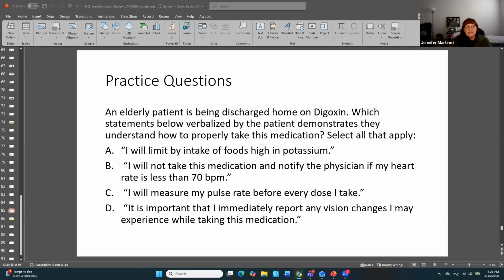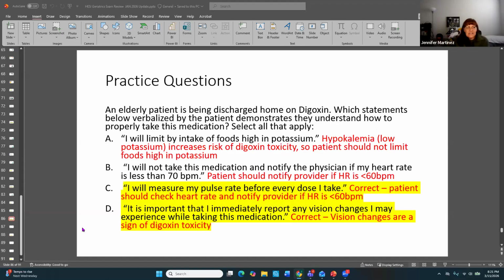So which of those is how we should take digoxin? C and D. Very good. C and D.